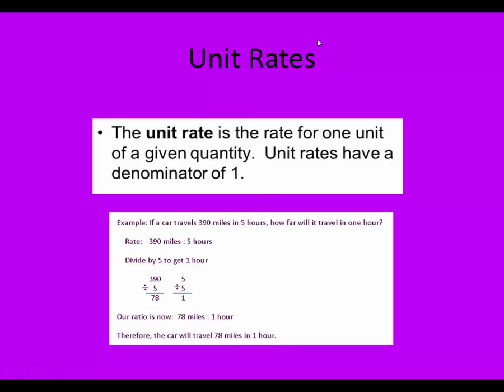So again, the unit rate is just the answer to the operation that you're using. So once you have all these written down, you can go ahead and move on to the next video.